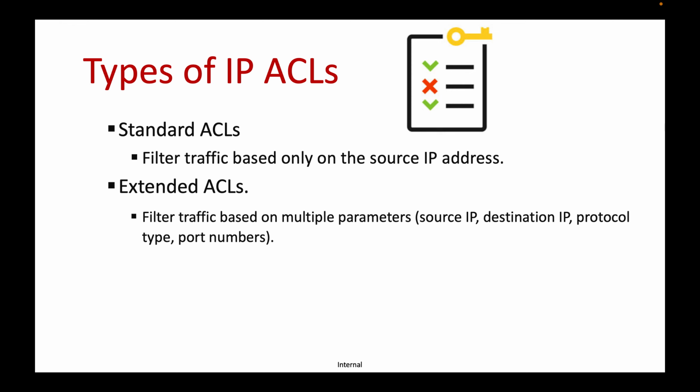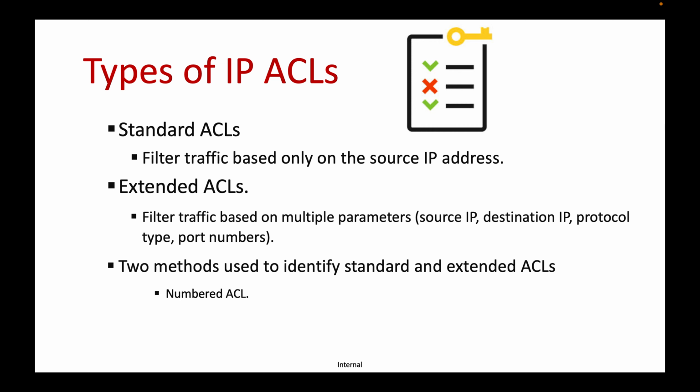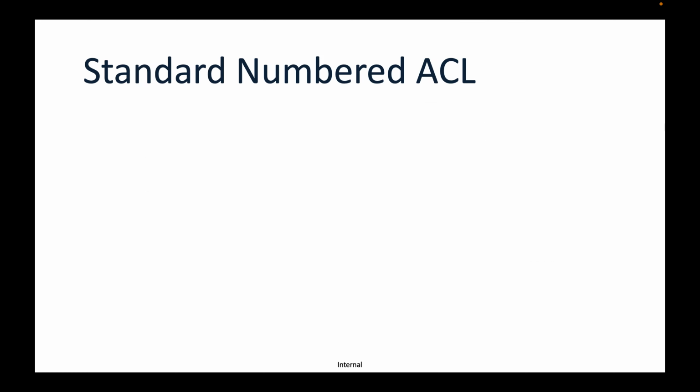And then again, based on ACL naming methods, we can classify ACLs as numbered ACL or named ACL. Numbered ACL is the traditional naming method, where after an ACL is created, a unique number is specified for the ACL, whereas a named ACL is an ACL identified by a name or number for identification. We'll discuss it in the upcoming slides. So we'll start with standard numbered ACL.